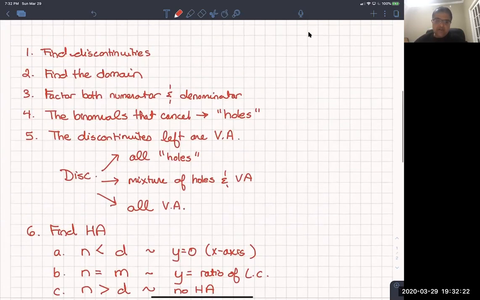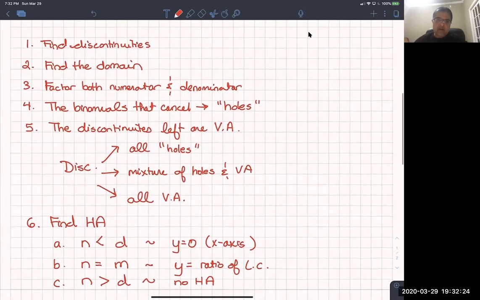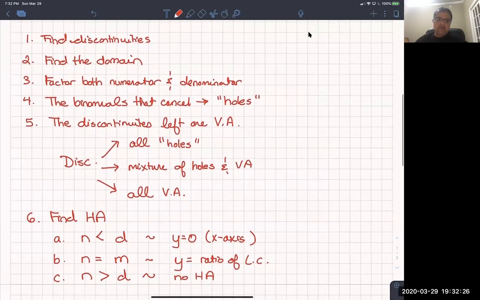So for test purposes, you will not be asked to graph a rational function. Rather, you will be asked to state the discontinuities, state the domain, classify the discontinuities as holes or removable versus vertical asymptotes, and then state the horizontal asymptotes. Okay. So this is a good thing to write down and practice with for rational functions.